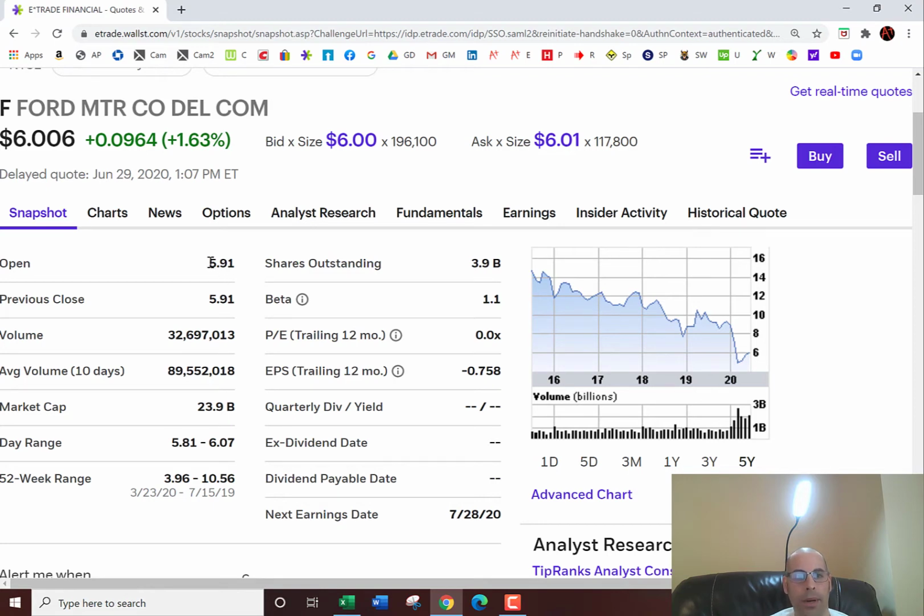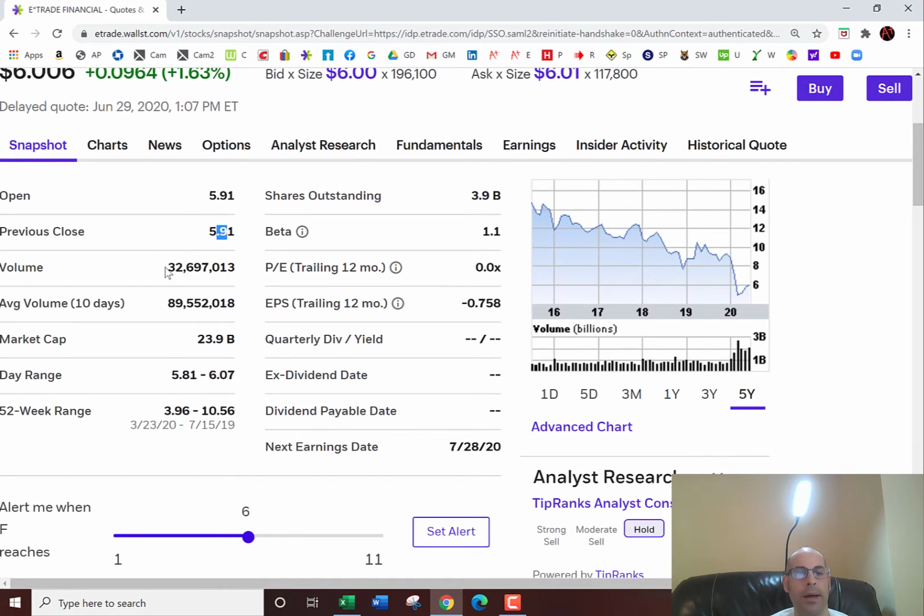It shows you the open price, what the stock opened for today, and what it closed at on Friday. So it happened to be the same amount, which is not always the case. The volume, this is the volume today, 32.5 million shares were traded today. And the average volume over the past 10 days, 90 million shares were traded in the market each day on average.